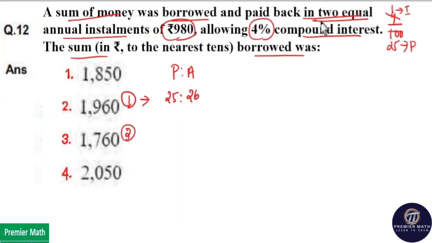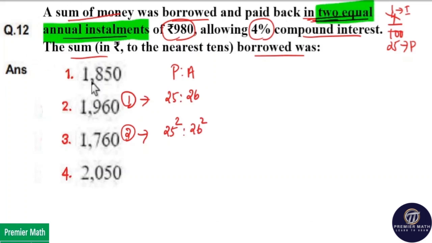Now in the second year, there are 2 years because the amount is paid back in 2 equal annual installments, which means total 2 years. So in the second year, principal is 25 square and amount is 26 square. Now the question clearly says the amount is paid back in 2 equal annual installments, which means this 26 part and 26 square part should be equal. But here it is not equal, so we should equalize it. That is, in the first year it is 26 parts, in the second year it is 26 square parts. But the question says the amount in the first year and second year are equal. So in the first year ratio, I will multiply 26 with 26. Now when you multiply the RHS of a ratio, we should multiply the LHS of the same ratio in order to equalize it. So multiply 26 in principal as well.